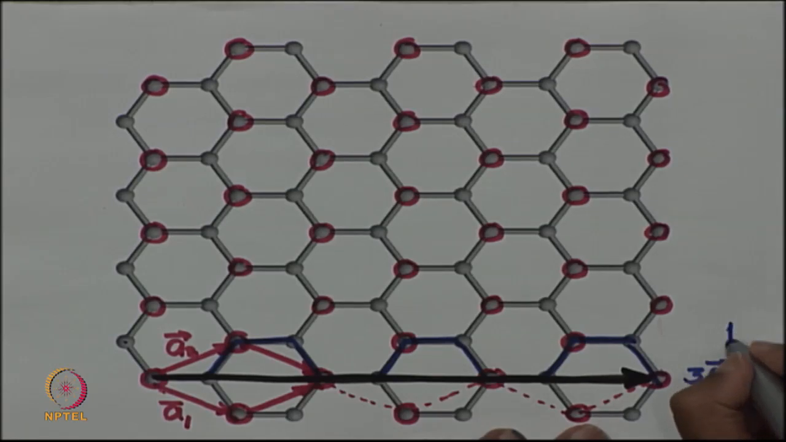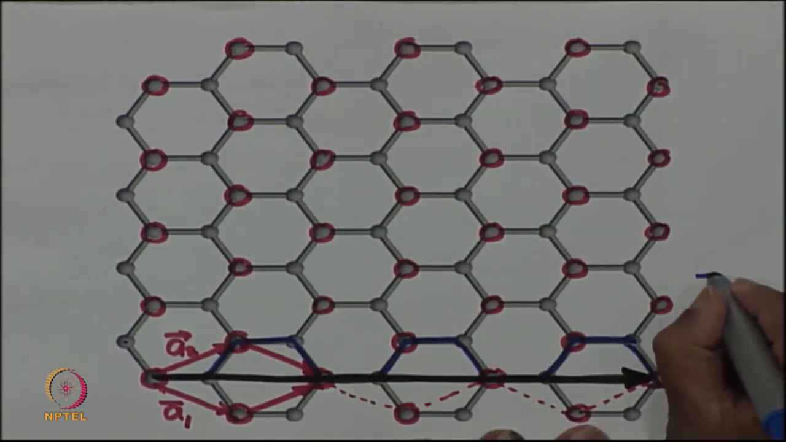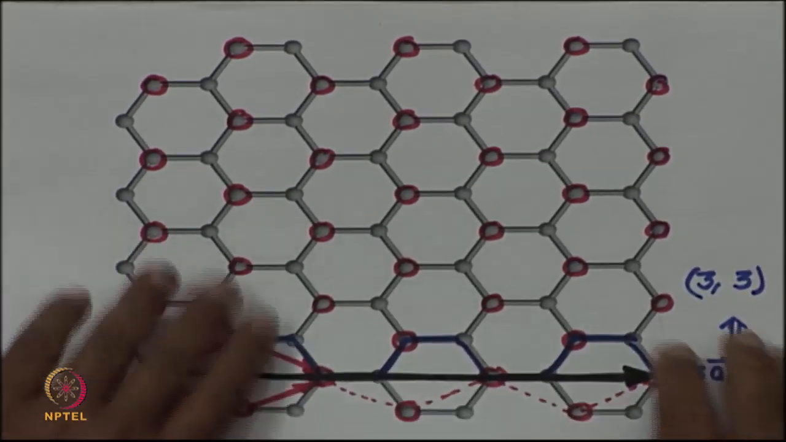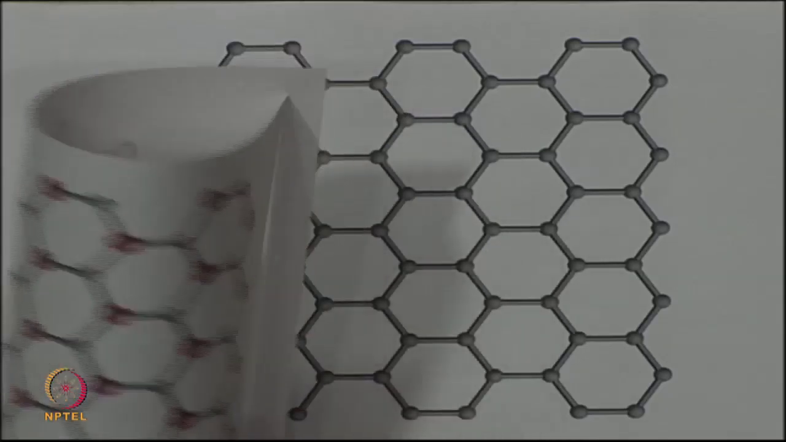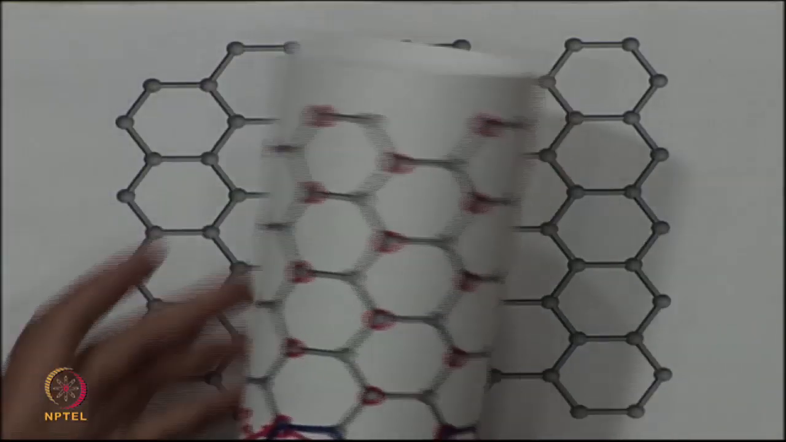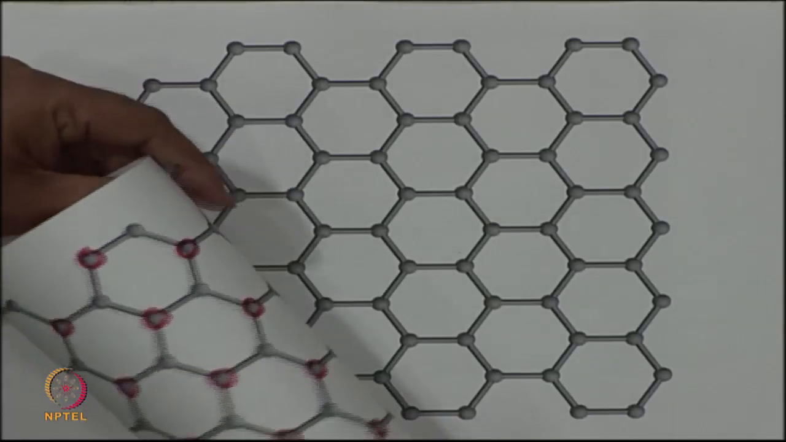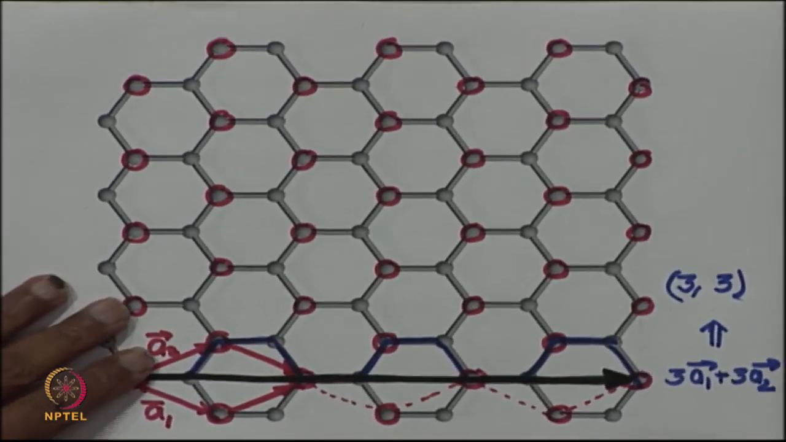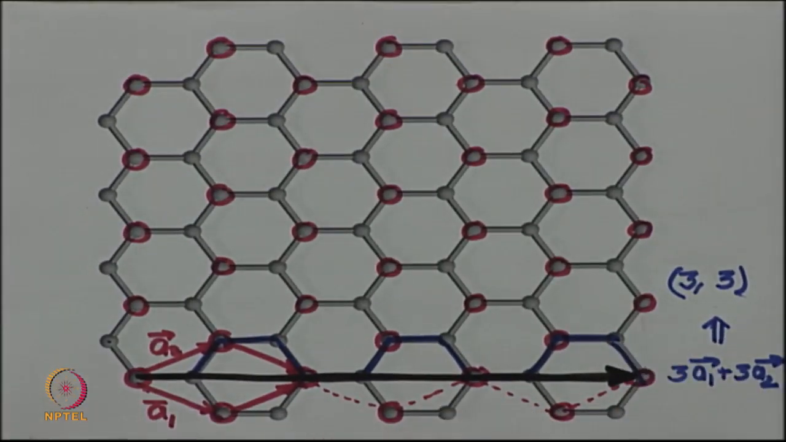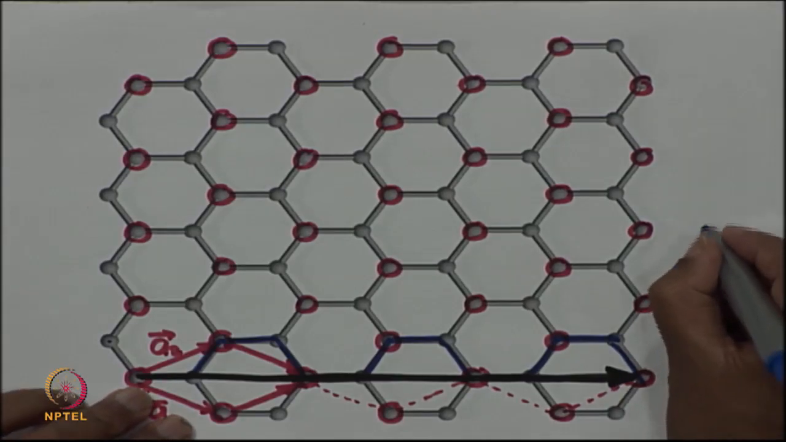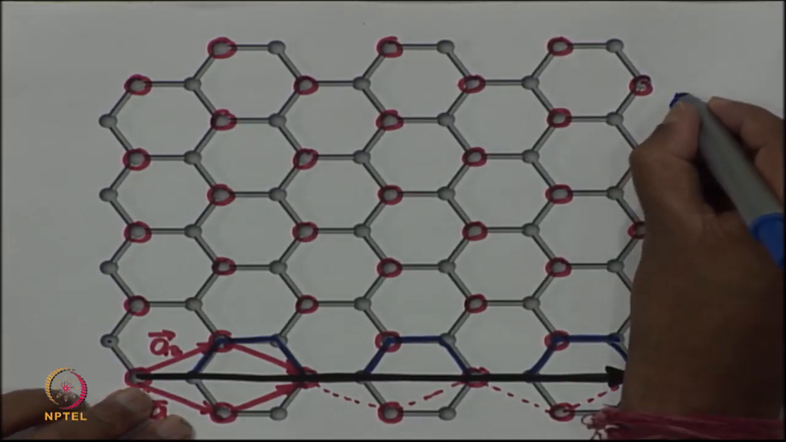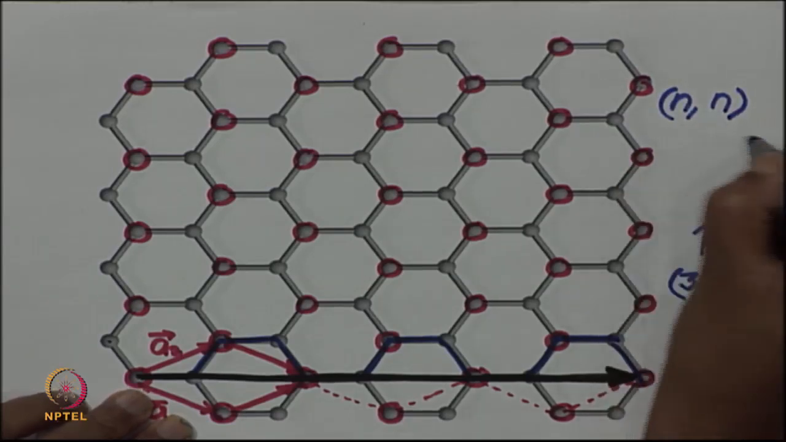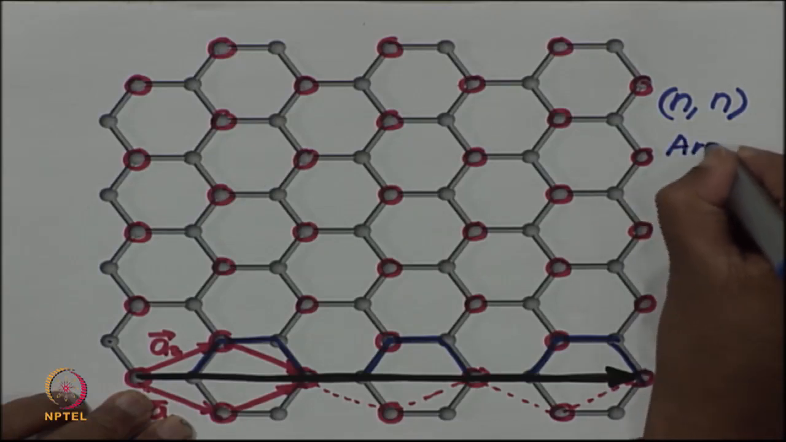Which means the resulting tube will be a (3, 3) tube. Now, I will fold like this to bring the head of this chiral vector to its origin, and if I join, then I will get a tube which will be a (3, 3) tube. So, in general, any (n, n) tube will be an armchair tube. So, if the two components are equal, then you will have an armchair tube.